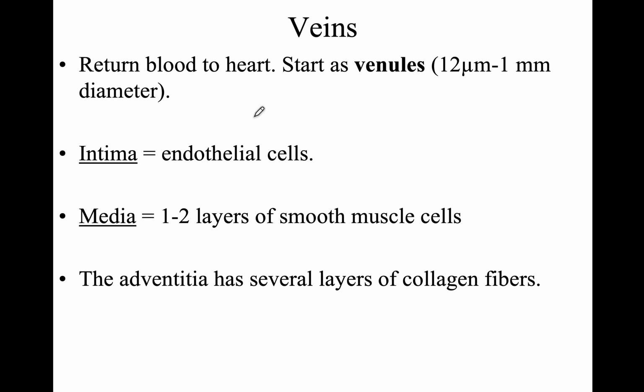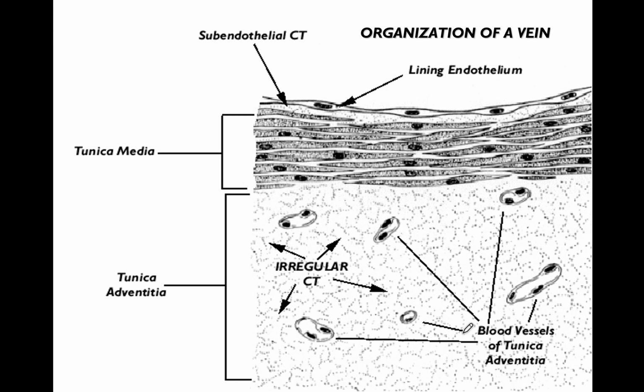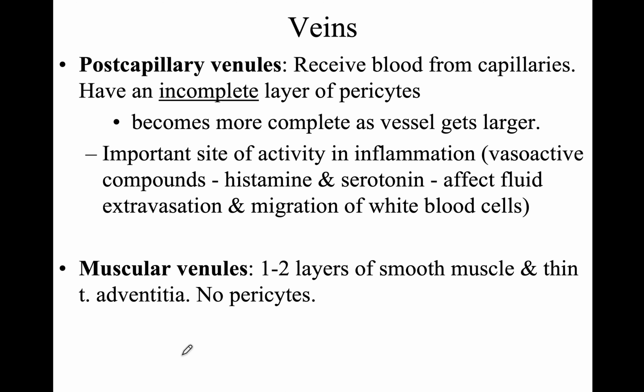So the veins return blood to the heart, and start as venules. Again, they consist of tunica intima with endothelial cells, tunica media with 1 to 2 layers of smooth muscle or sometimes absent, and tunica adventitia with several layers of collagen fiber in dense irregular connective tissue. Here again we see the tunica intima, tunica media, and finally the tunica adventitia, which is very well developed and the most prominent of these three layers.